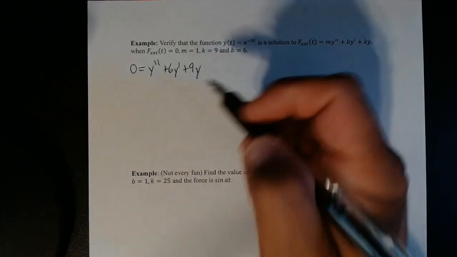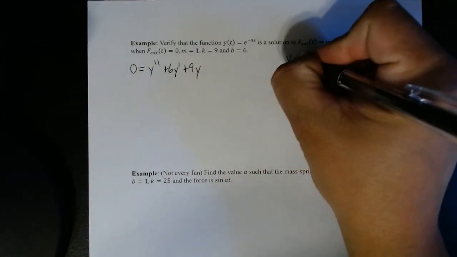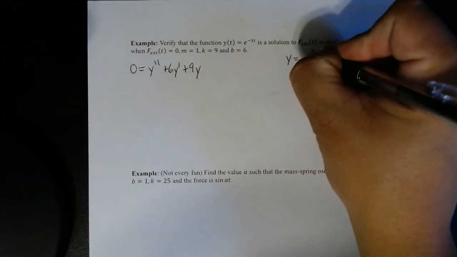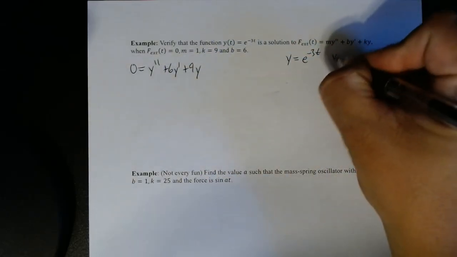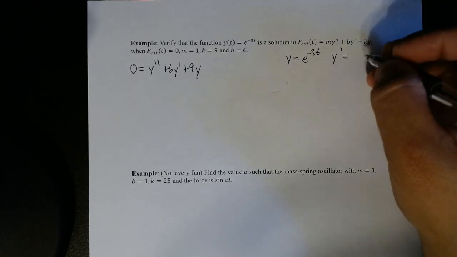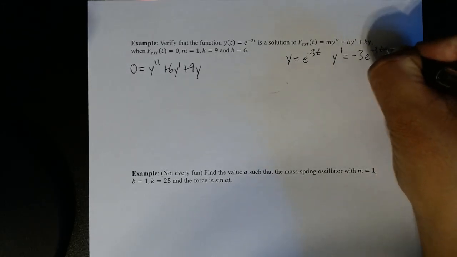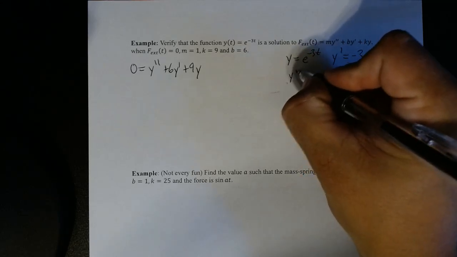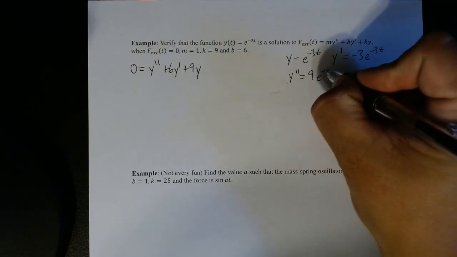Alright, so we just want to verify that this is true. So we'll go back over here, and our y initially was e to the negative 3t. So we need two derivatives. Again, this is just a chain rule. And one more time, another chain rule. That gives you positive 9.